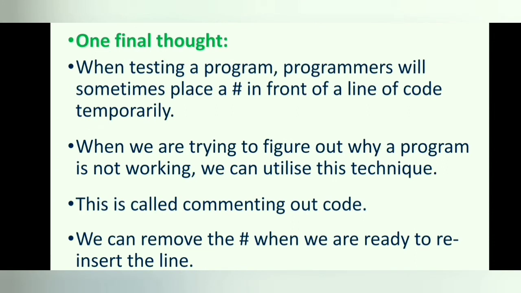One final thought. When testing a program, programmers will sometimes place a hash character in front of a line of code temporarily. When we are trying to figure out why a program is not working, we can utilize this technique. This is called commenting out code. We can remove the hash character when we are ready to reinsert the line.